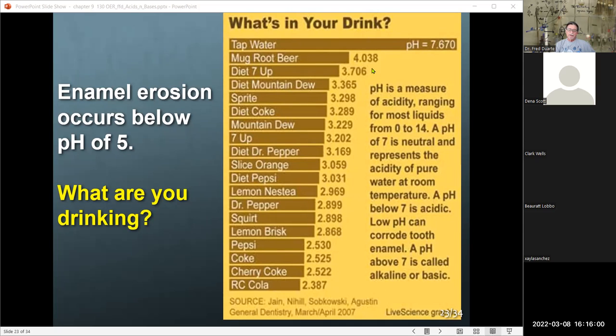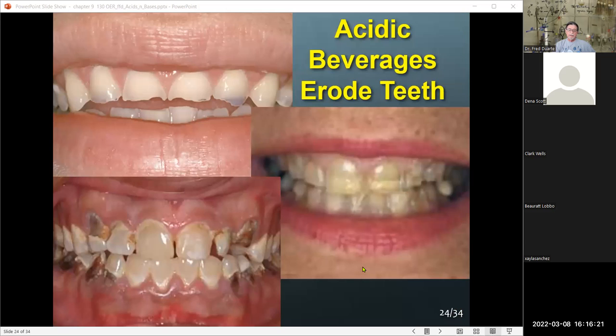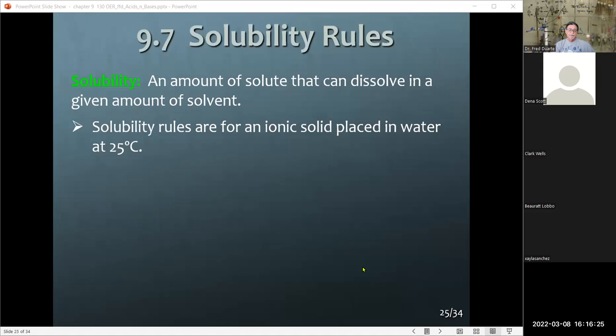7.6. And then all the soda pops, my favorite a long time ago used to be RC Cola. It's pretty acidic, 2.38. But even though it's acidic as they are, it's not as acidic as your stomach. Your stomach's a little bit lower. So there you go. Why that could be a problem: too much acid can affect your drinks.